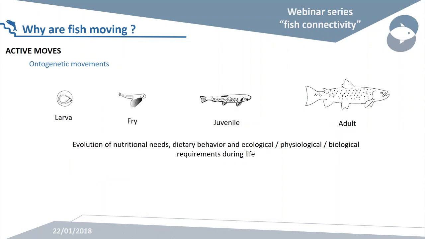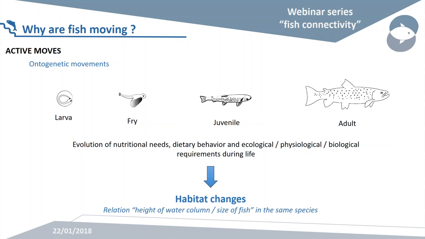Inside active moves, we also distinguish ontogenetic movements. So you remember the five stages, and during life, their ecological, physiological, and biological requirements evolve a lot. There is also evolution of nutritional needs and dietary behavior. And that's why we see habitat change during the life of the fish. And regularly, we find a relation between the height of the water column and the size of the fish inside the same species. So the juvenile stage prefers shallow water and adults like deep water. It is a simple relation, but it's often true in the field.